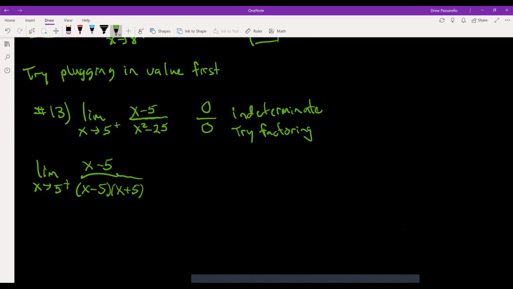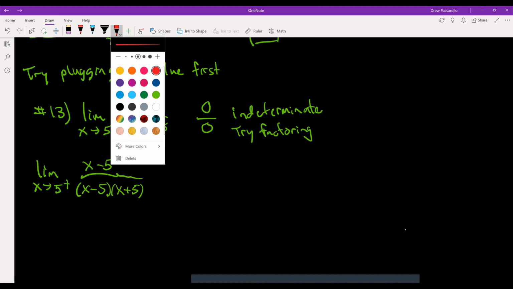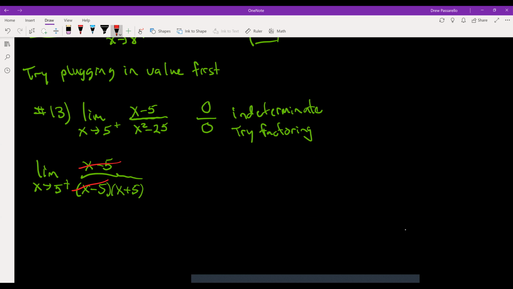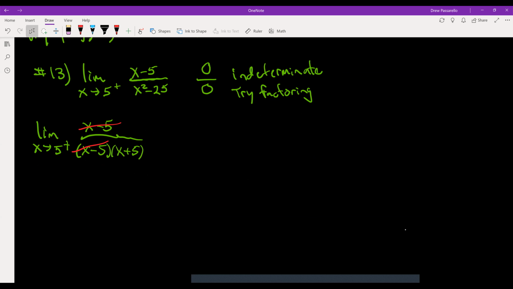And then the x minus 5's divide out. Just as a comment from the previous video where we dealt with continuity and discontinuities, when common factors divide out from the numerator and denominator, that means there's a hole. Specifically, it's going to be at x equals 5. Even though there's a hole at 5, that doesn't mean that the limit doesn't exist. But that's just a comment. There's a hole at 5.